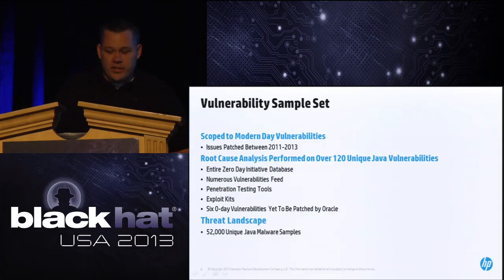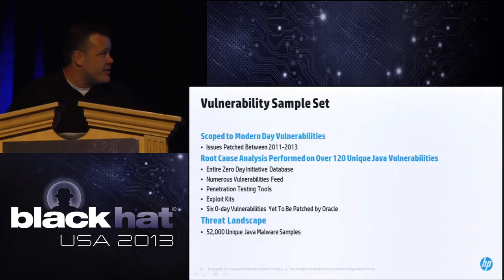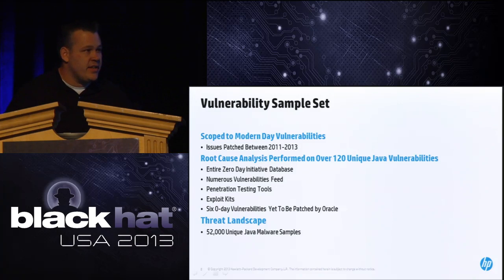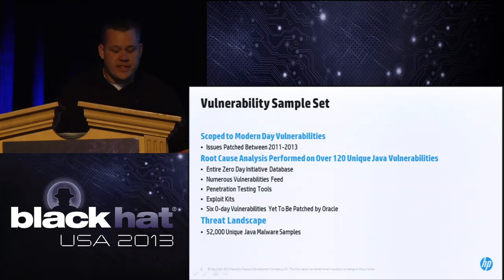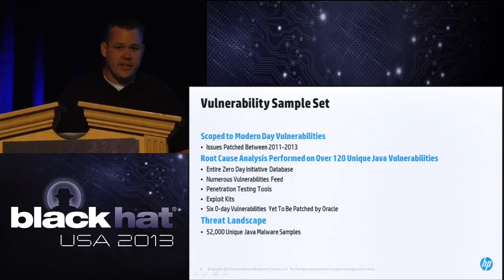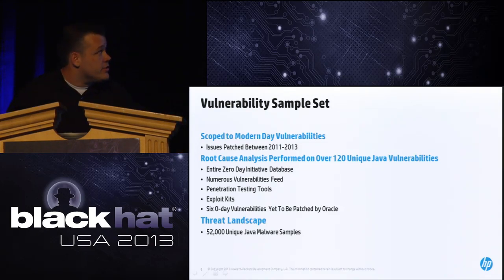So we had a large collection to look at. We had the entire 0 Day Initiative database. We had numerous vulnerability feeds to look at, penetration testing tools, exploit kits, and we included in this analysis 60 day vulnerabilities that have yet to be patched by Oracle, which should hopefully be coming out in the next patch release. To do the threat landscape statistics that you'll see later in the slides, we worked with Reversing Labs and got a sample of 52,000 unique malware samples to analyze and draw conclusions from.